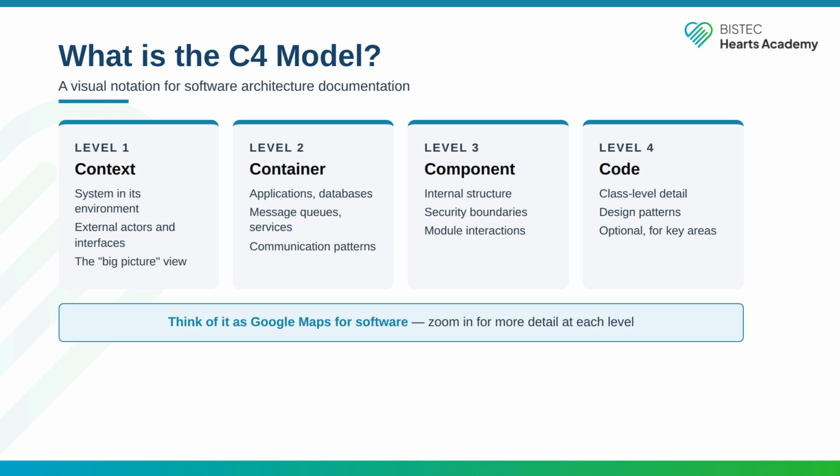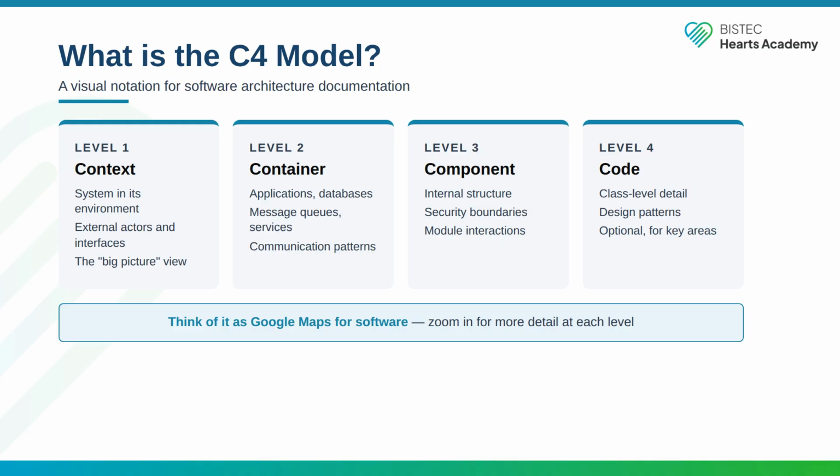Level 3 is component. Zoom into one container. Show its internal structure, the modules, services, controllers, and engines. This is where you document security boundaries, internal patterns, and component responsibilities. Typically, you only create level 3 diagrams for the most complex or critical container. For FinFlow, that's the payment service, because it's in PCI DSS scope and handles the most complex business logic.